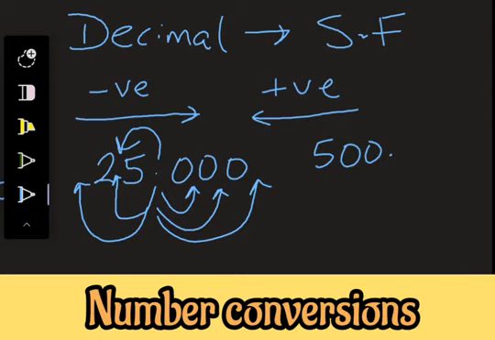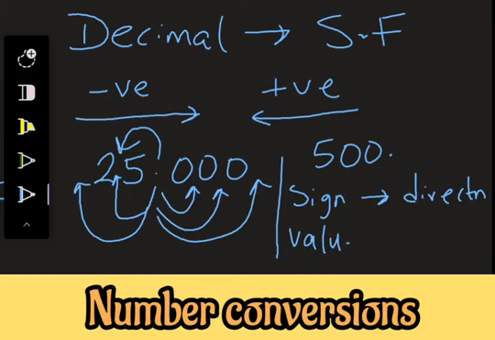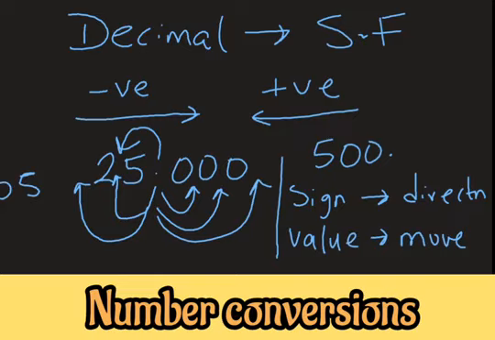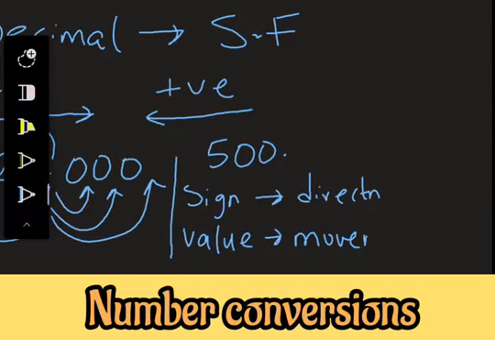But if you are to move it to any other point, you are still free, but it must reflect in your standard form. What I mean by that is the sign is a result of the direction, but the value is a result of the movement, that is, the number of movements. That is what tells us the value that will be in your standard form.